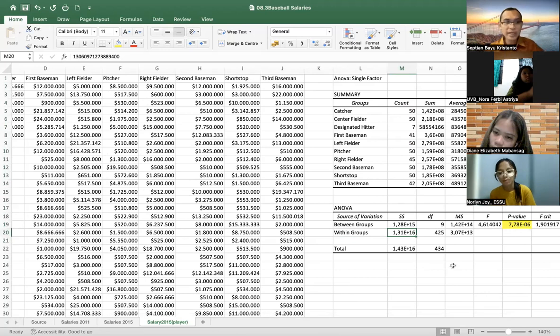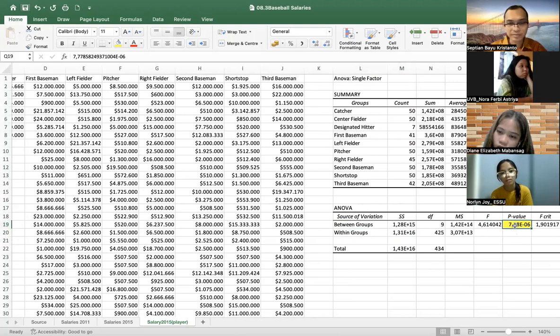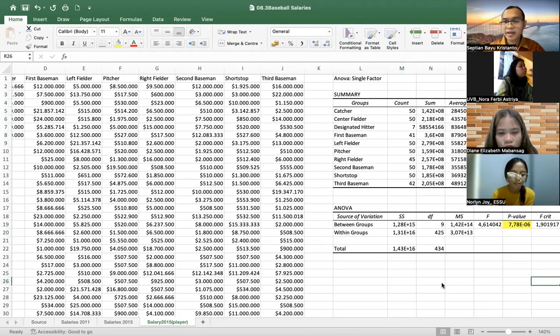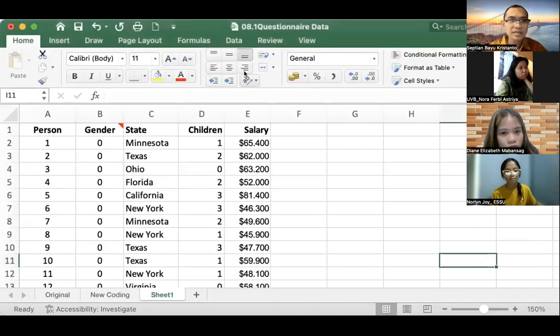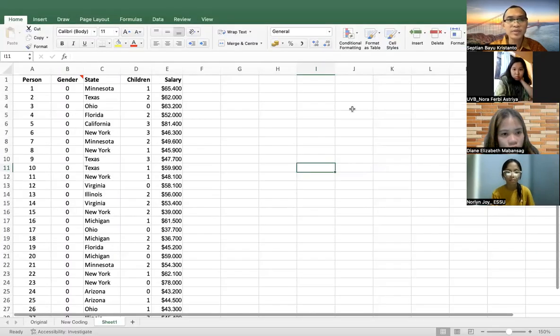So in the calculation of our analysis, it could be only the between because it can be compared with other groups, not by some observations in the same group. Is it clear, Norlin? Okay. Thank you for your questions. And the next one is data 8.1. 8.1 is about the questionnaire data.